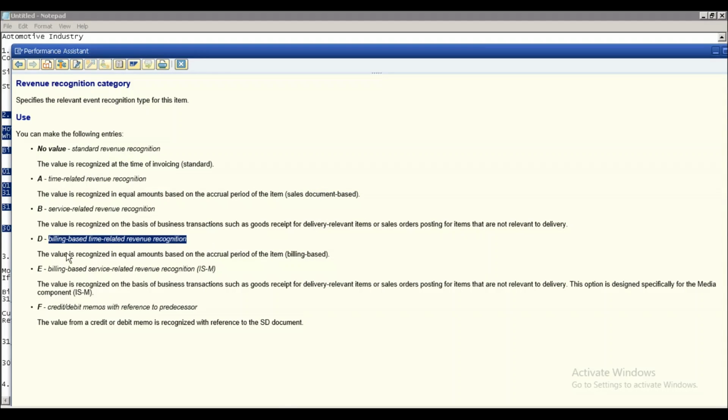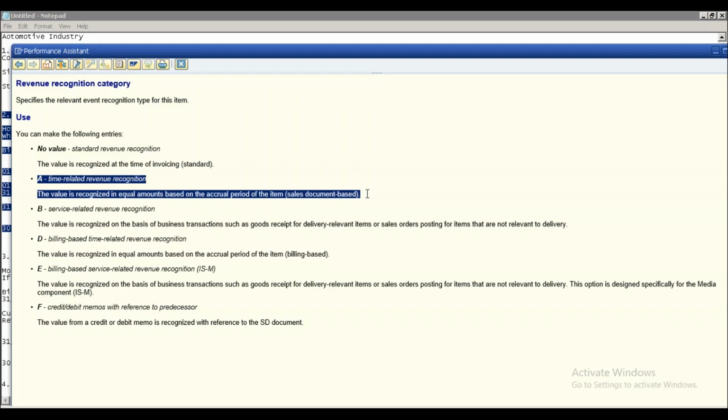As the name itself suggests, you will create a billing document first. So if you are using D as a revenue recognition method, this means the deferred revenue account will come into the picture. If you are using A, there will be no deferred revenue account. It will be just based on your contract. The system will calculate the periodic value and it will post at every period end.